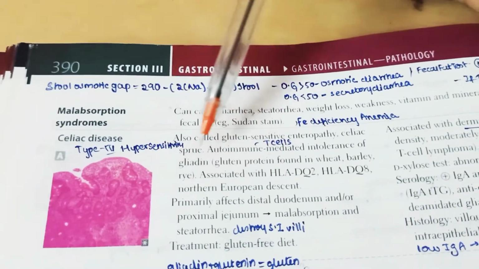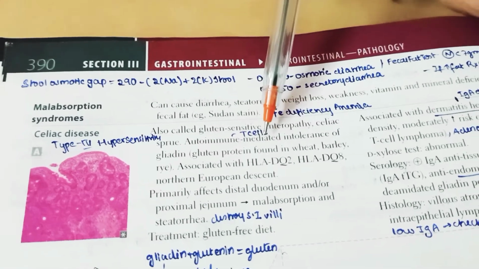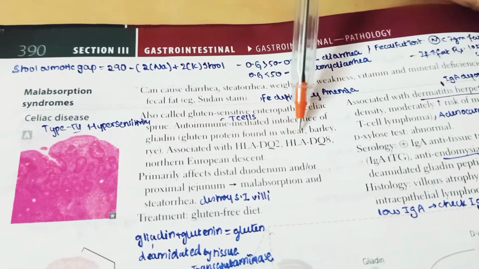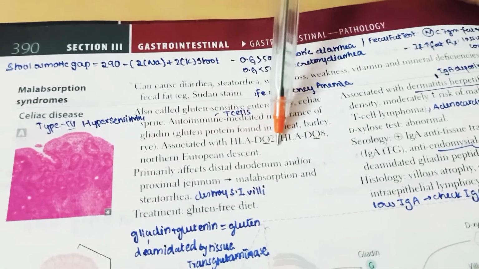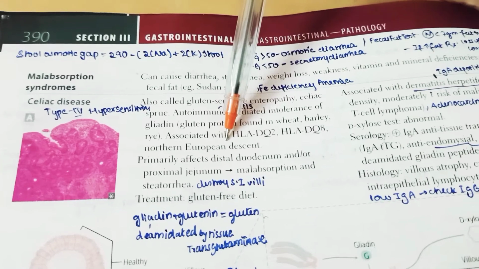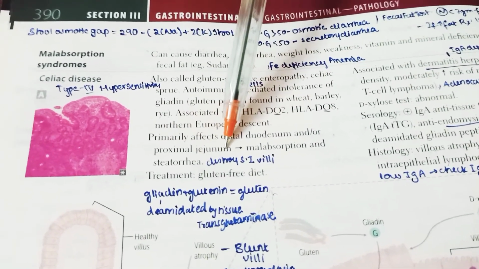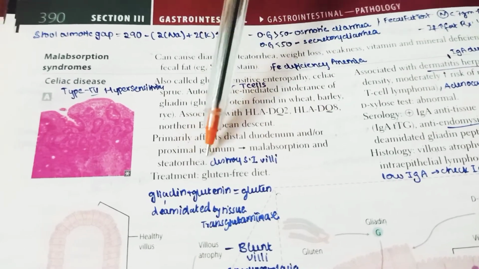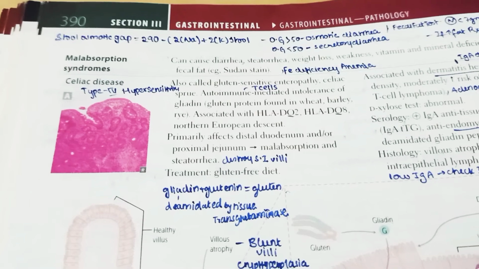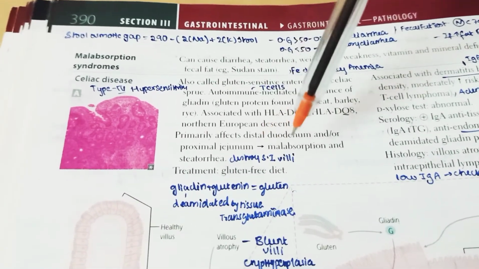This disease is also called gluten-sensitive enteropathy and celiac sprue, an autoimmune T cell mediated intolerance of gliadin. It is a gluten protein found in wheat, barley, rye, associated with HLA-DQ2, HLA-DQ8, especially seen in people of Northern European descent. It primarily affects the distal duodenum or proximal jejunum. There is malabsorption and steatorrhea. So there's malabsorption, and that will lead to loss of fat in the feces, and there is also destruction of the small intestine.